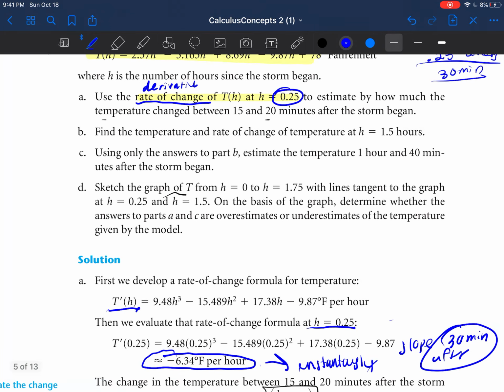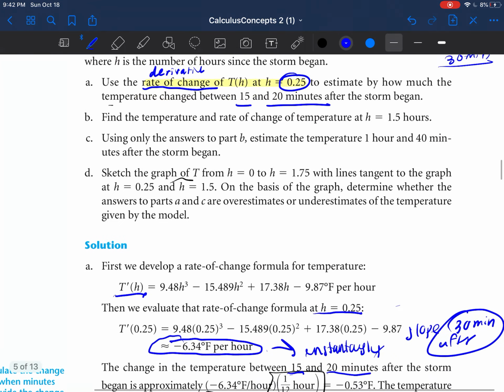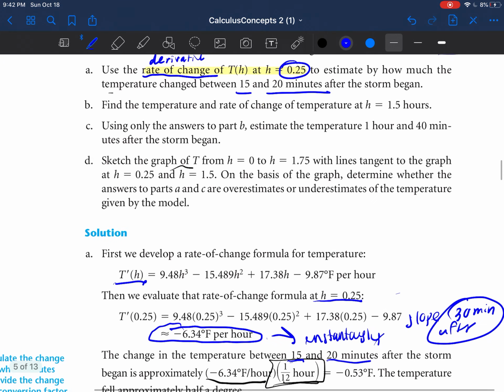So how would you find the change of temperature between 15 and 20 minutes after the storm? So what does it say here? The question says, estimate by how much the temperature changed between 15 and 20 minutes after the storm. So what do you do? This is what you do.